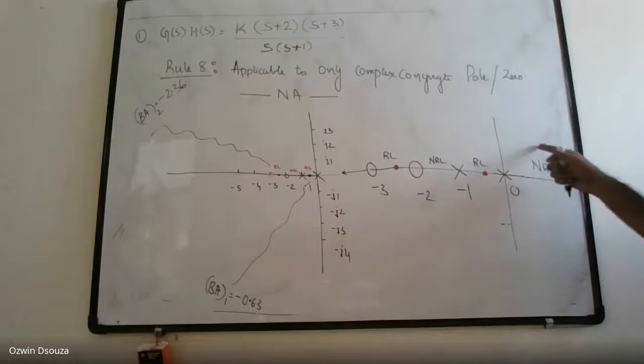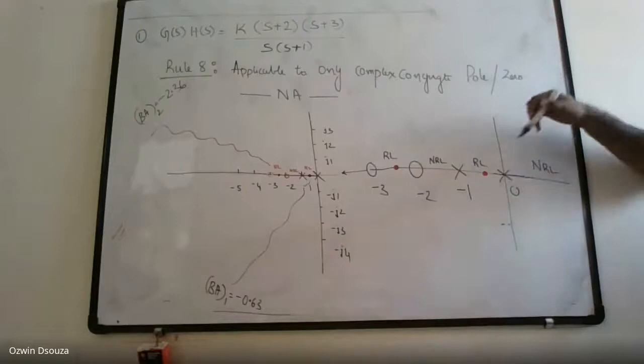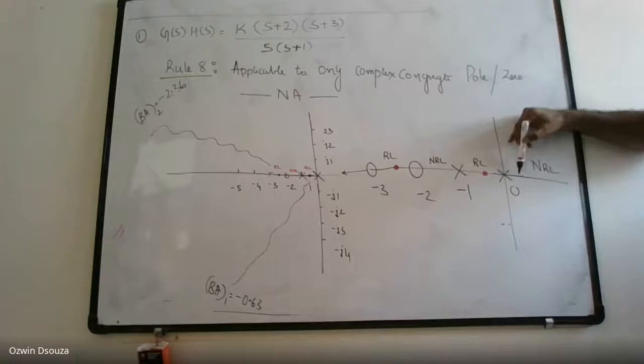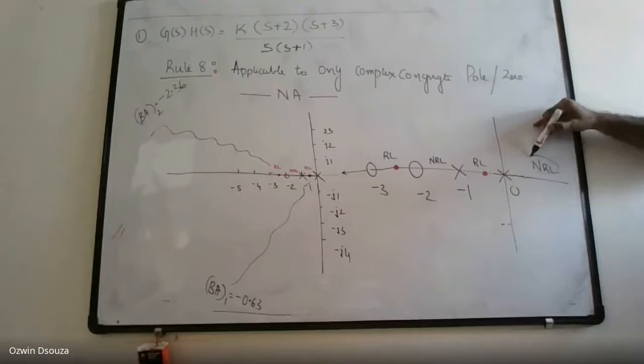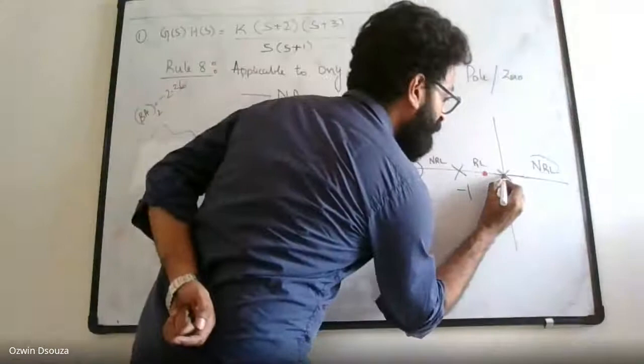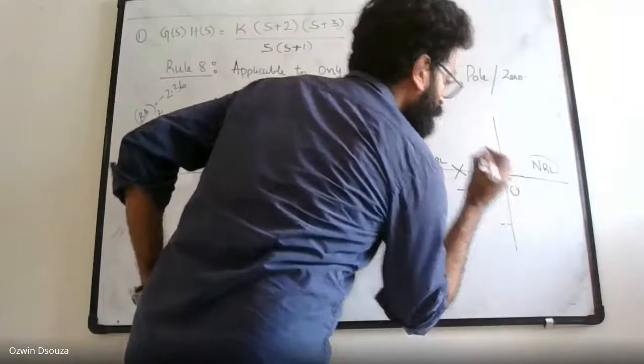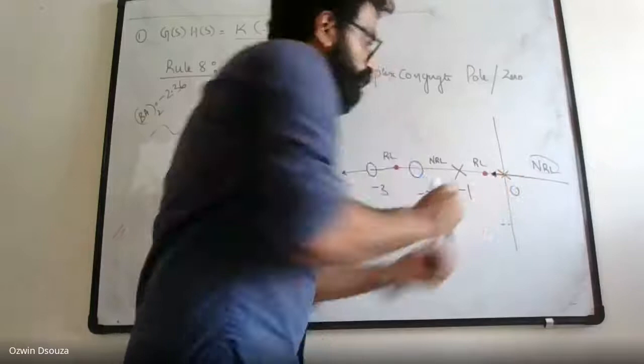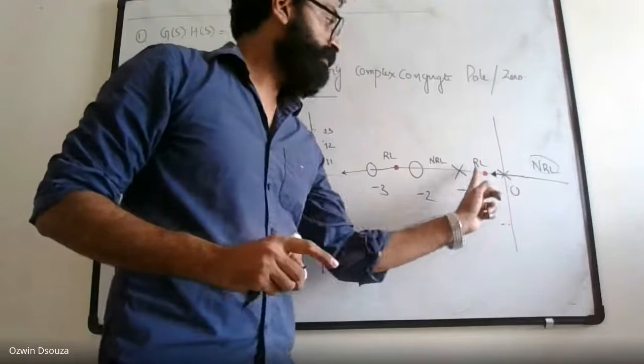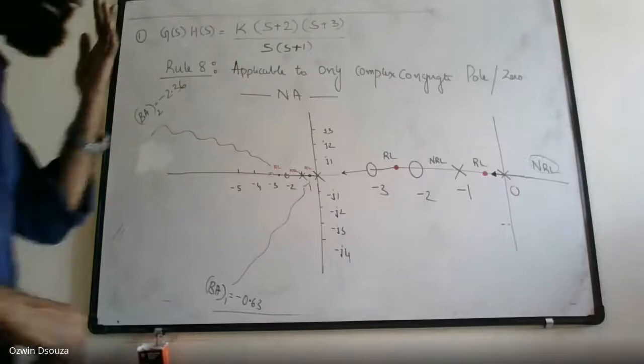So the branch starting from the origin cannot move along the positive real axis, because the entire positive real axis is a no-root-locus zone. You cannot have movement in the no-root-locus zone. So your root locus branch should move in the left-hand side region, that is, left bound. This is how your root locus branch is going to move. It can move in this direction because between 0 and minus 1 you have the valid section. This is how we predict the movement of the root locus branch.